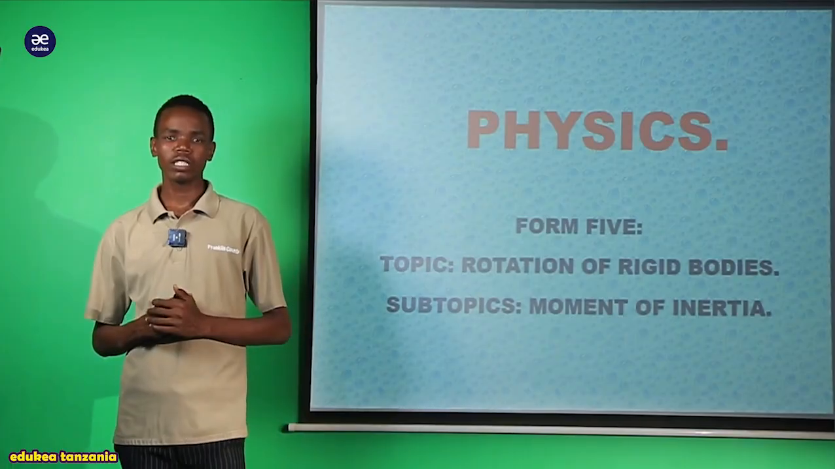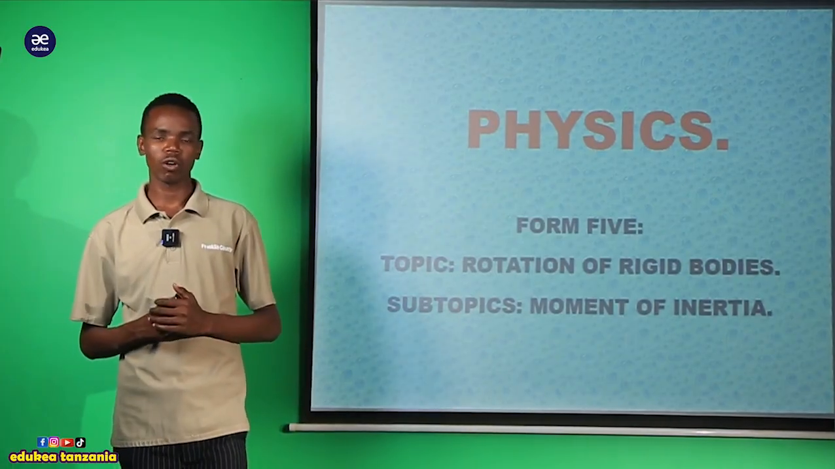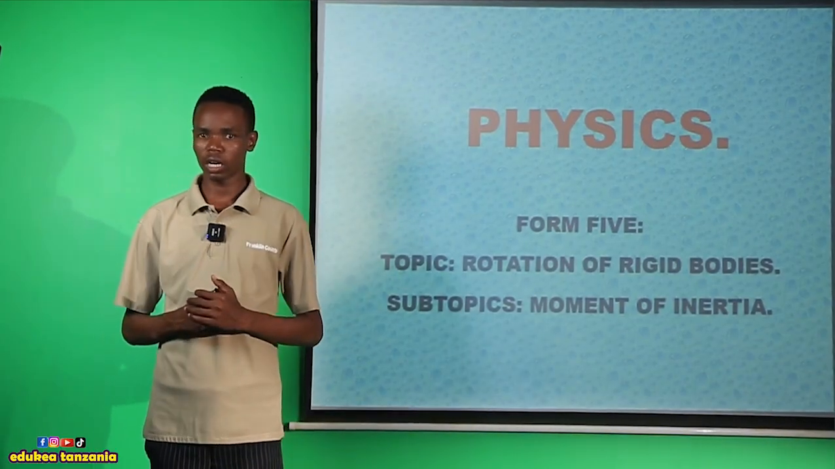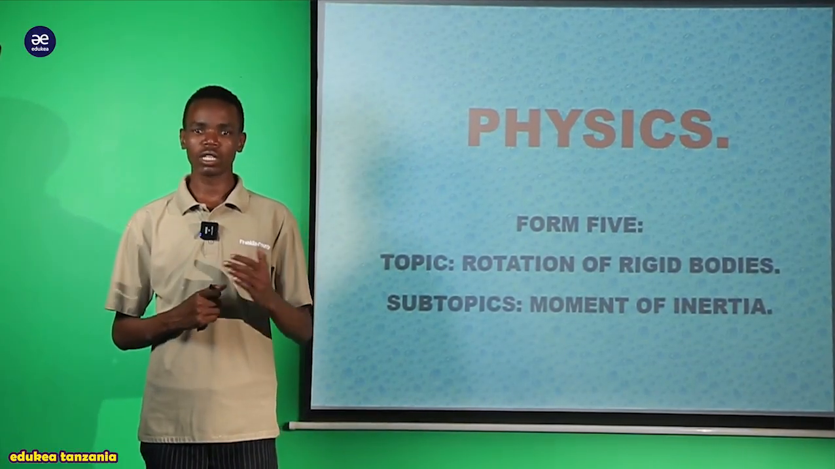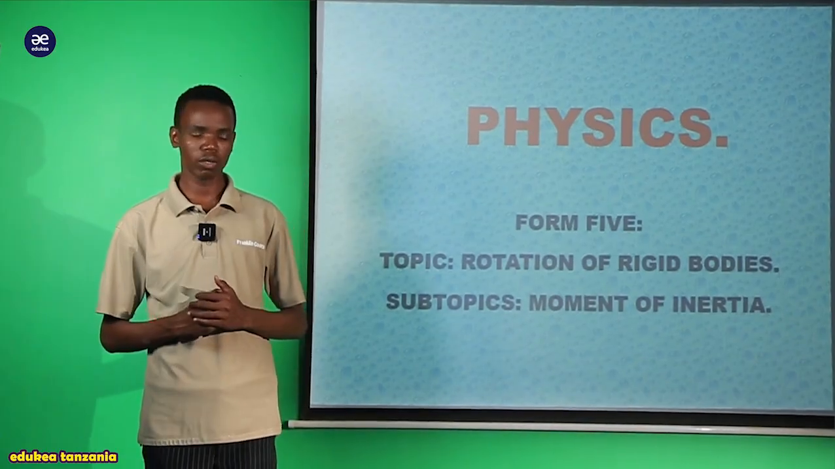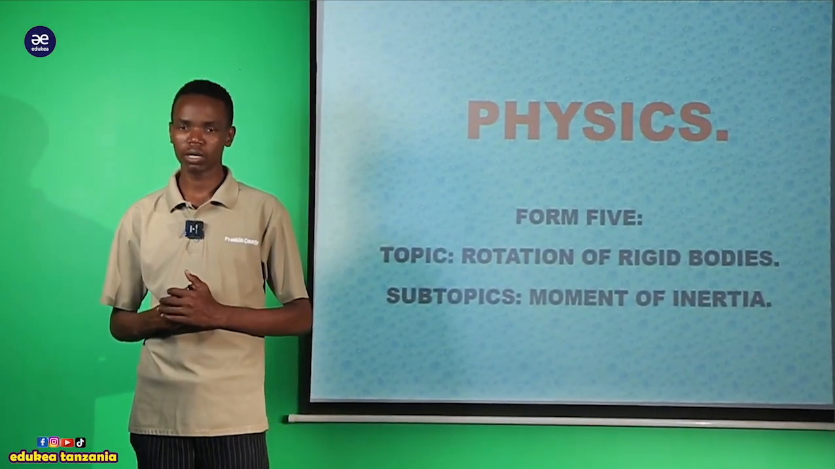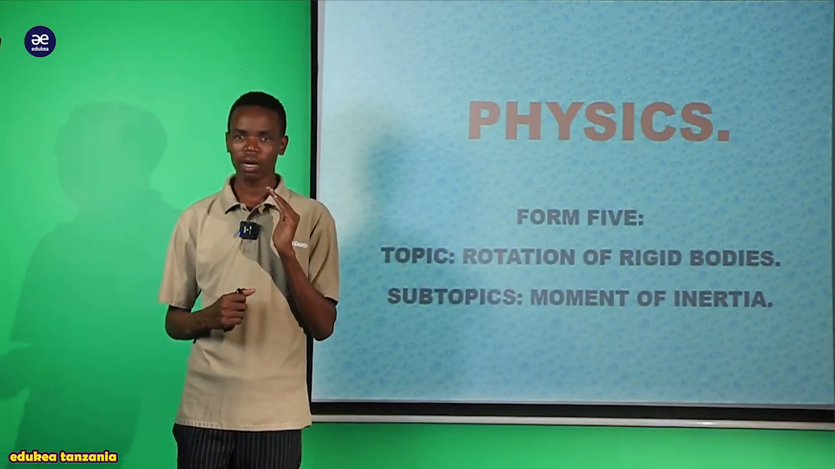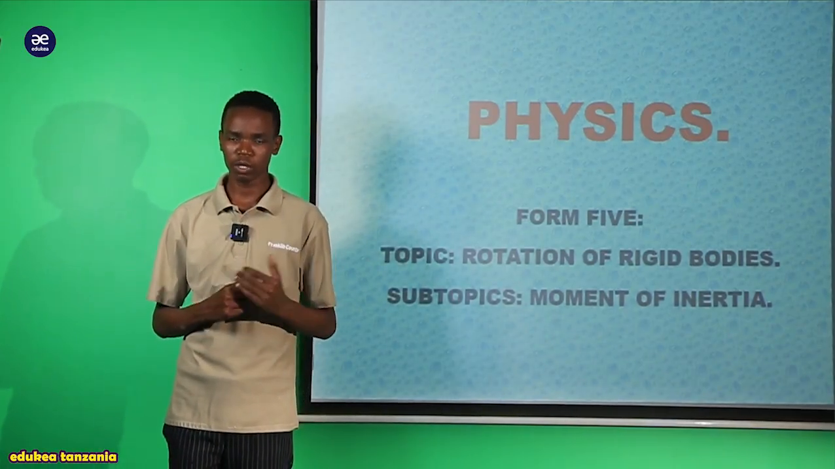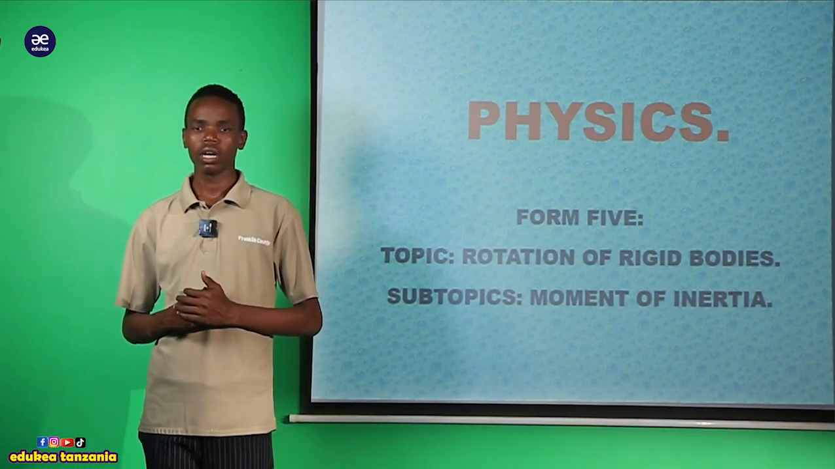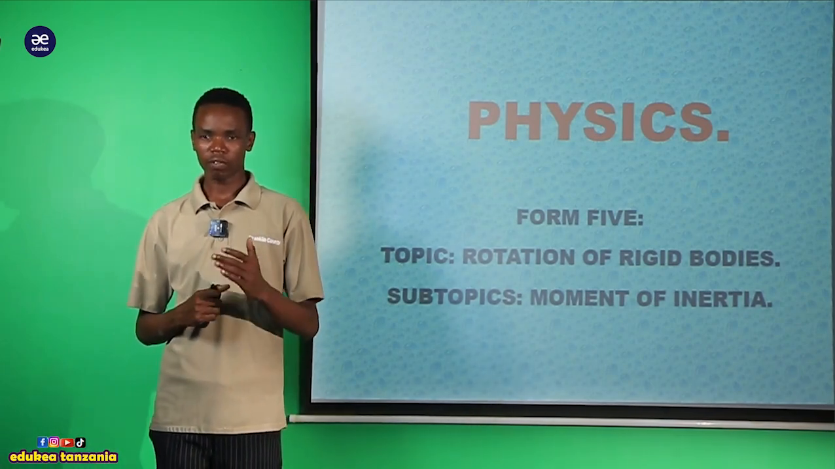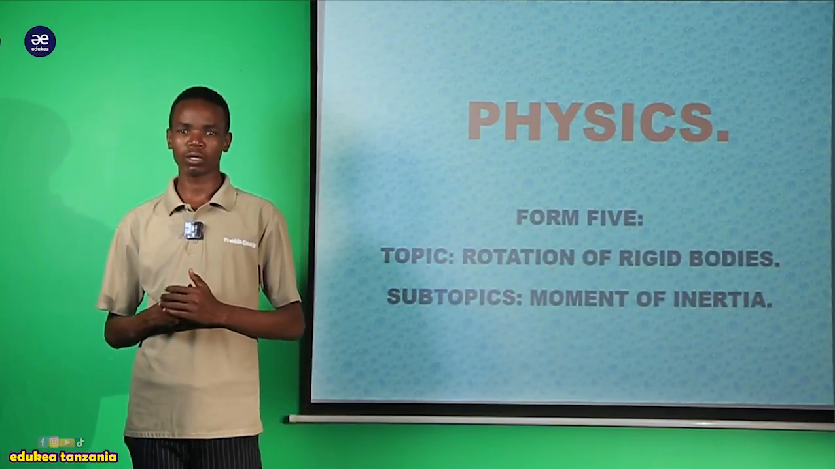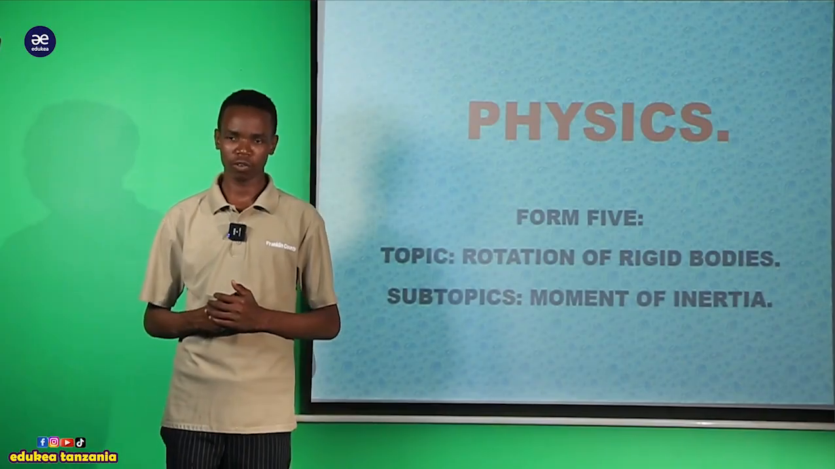On the last session, we tried to see the concept of the rotation of a rigid body. We tried to see definitions related with the rotation of the rigid body. And after that, we looked at one of the subtopics of this topic, which is called the center of mass. And finally, we looked at the second subtopic, which is called the moment of inertia.